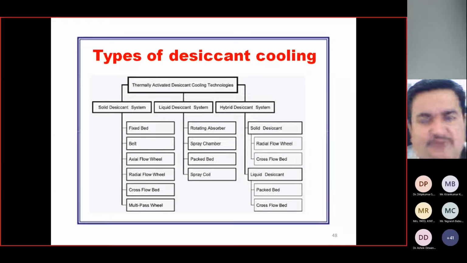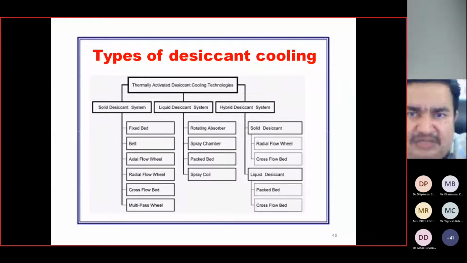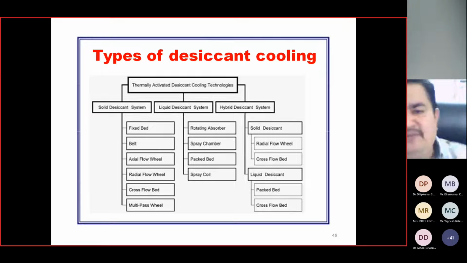There are different types of desiccant cooling systems as per the type of the material as well as the kind of system to be used. One is the solid desiccant based cooling system. In solid desiccant based cooling system, we have different configurations, whether fixed bed, axial bed, radial flow, etc., and the kind of position of the wheel to be installed in the dehumidifier. And another one, we may have the liquid desiccant cooling system.